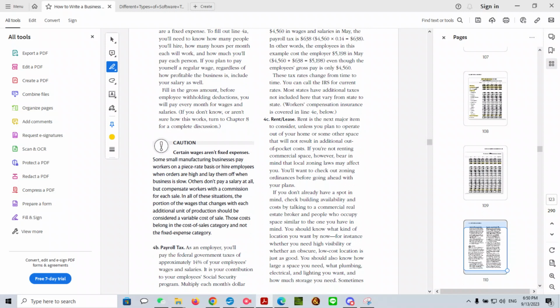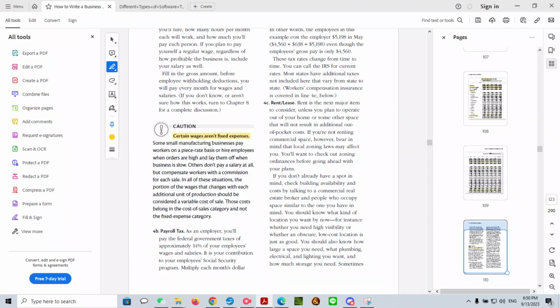Pretty easy, right? Okay, now, keep in mind that certain wages aren't fixed expenses. Some manufacturing businesses pay workers on a piece rate basis, or hire employees when orders are high and lay them off when business is slow. That means, as I said before, some months you have more labor costs and some months you have less, either because there's less demand, so less need to produce, or there's more demand to produce more. So labor is not always a fixed expense. It also depends on how you pay.